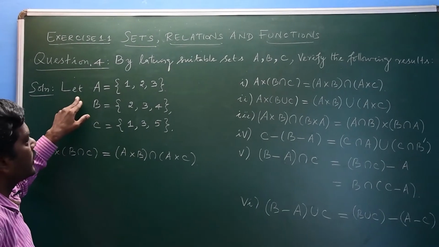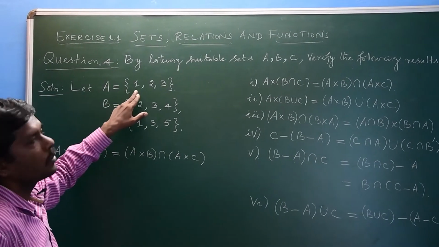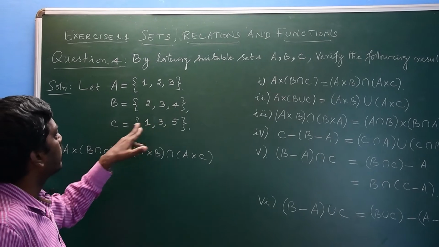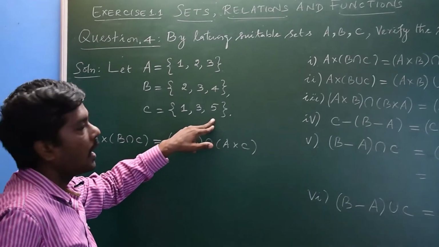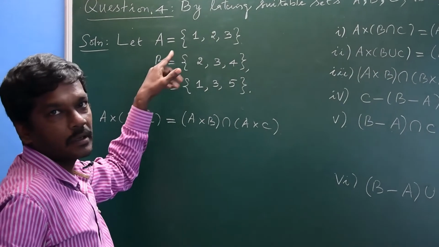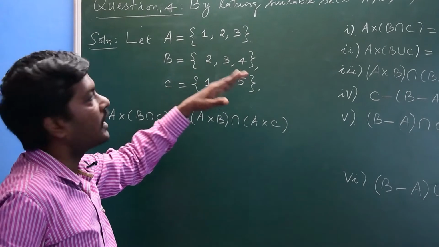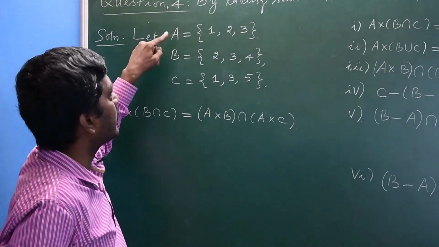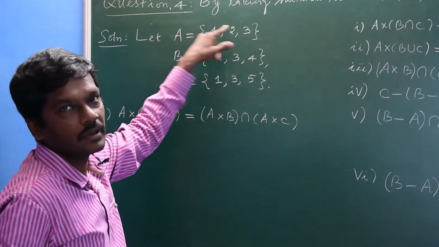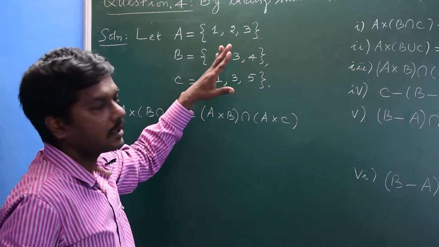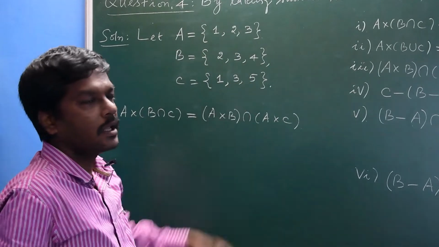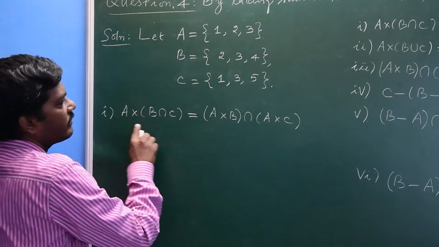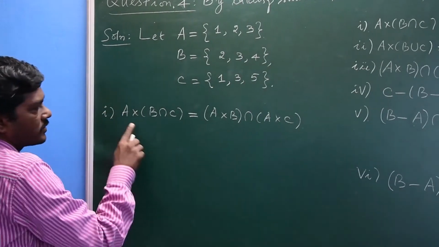Now let us take the sets to be A = {1, 2, 3}, B = {2, 3, 4} and C = {1, 3, 5}. You can take any sets of your choice. But we have taken the sets A, B, C to be like this. Students may choose any sets. First let us verify this result.